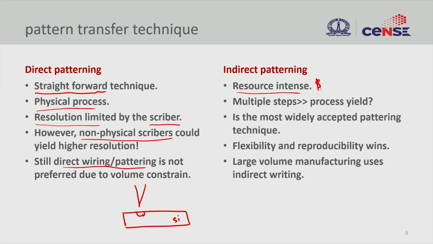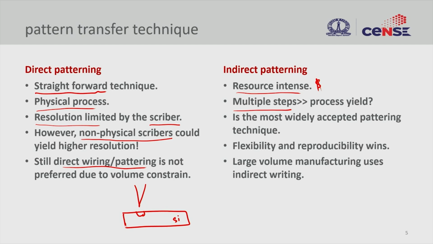However, this indirect patterning is preferred for the reasons that are listed in the subsequent bullet points. One of the other issues that we could face here is that multiple process steps, right, will always result in some yield problems, right?